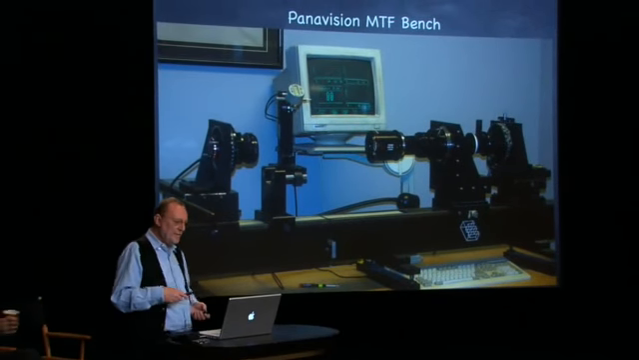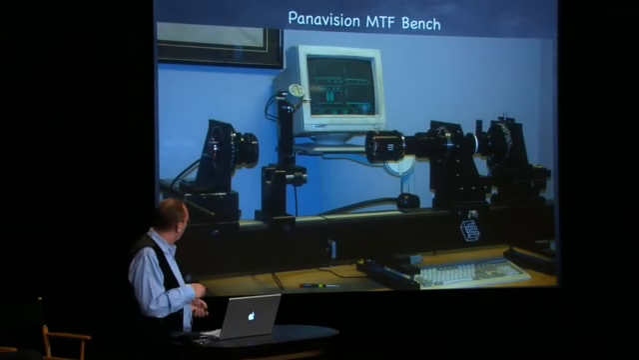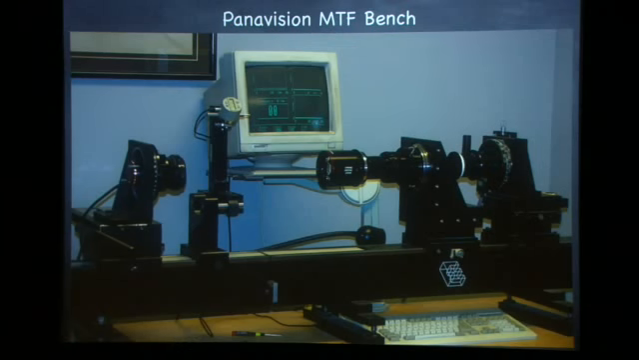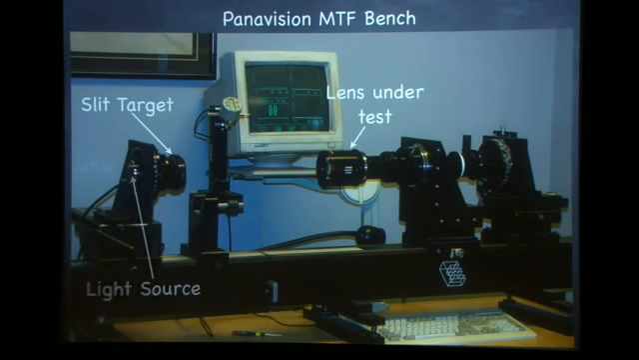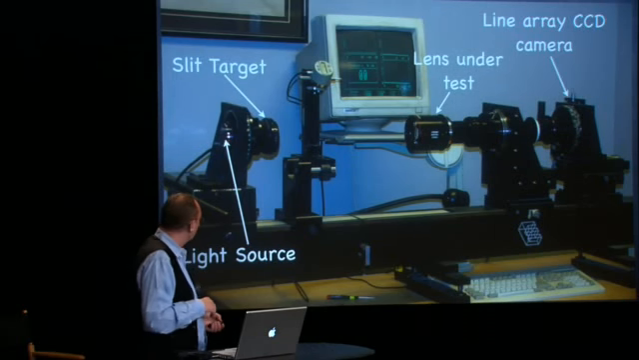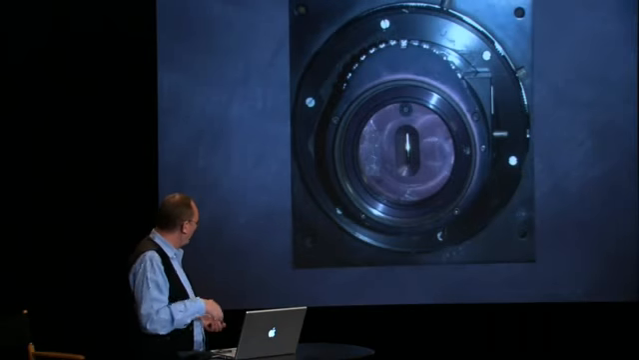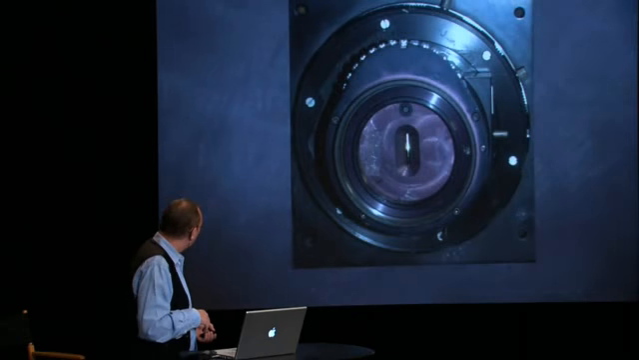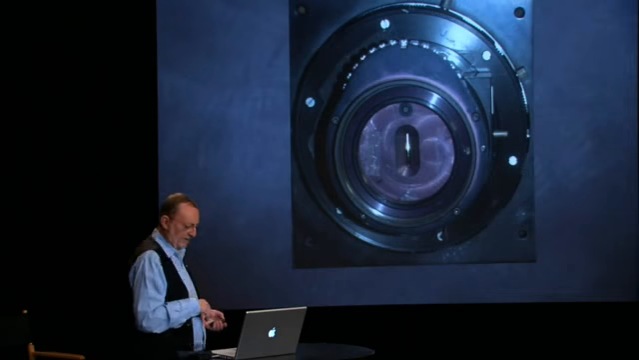There's another way of measuring MTF. This is the Panavision MTF bench. The principle is extremely well known. Here we have a lens under test. We have a target, which is a slit. It's just a vertical slit rather than a whole bunch of frequencies. A light source shines through that slit, and back here we have a line array CCD camera. And this is a close-up of the slit.